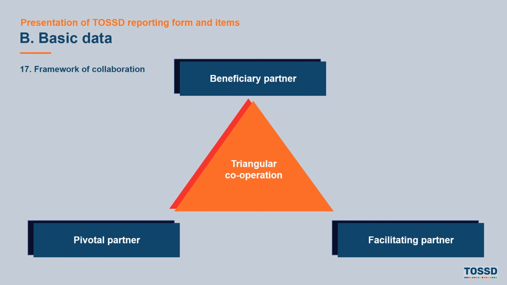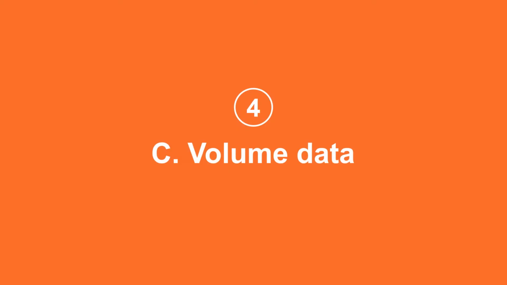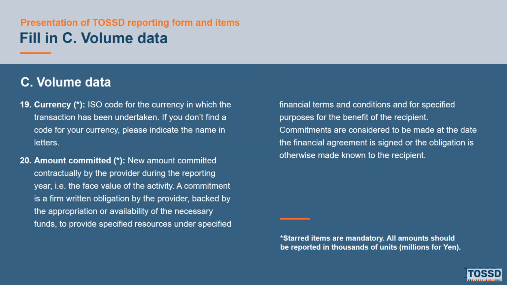In this slide, you can see a representation of the different partners participating in triangular cooperation, which again includes the beneficiary partner, the facilitating partner, and the pivotal partner. Let's move now to the volume data. The volume data include first the currency. Here you should provide the ISO code for the currency in which the transaction has been undertaken. If you don't find the code for your currency, please indicate the name in letters. In addition, you should provide the amount committed for your projects and activities. Here you should indicate the new amount committed contractually by the provider during the reporting year.